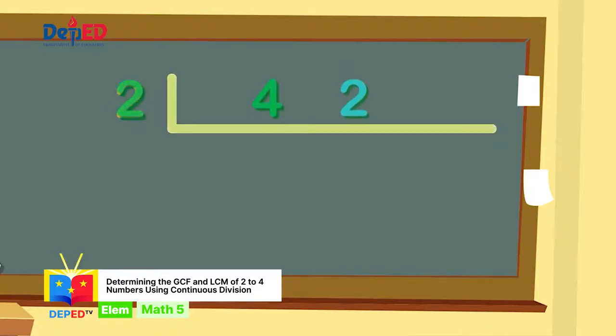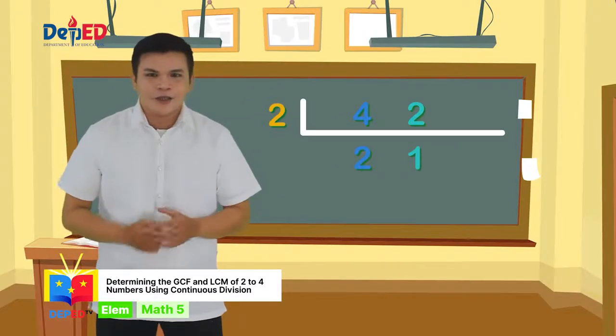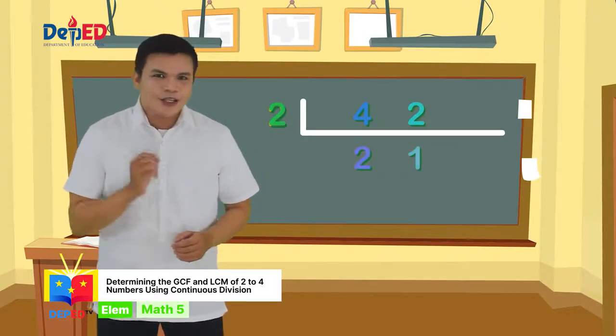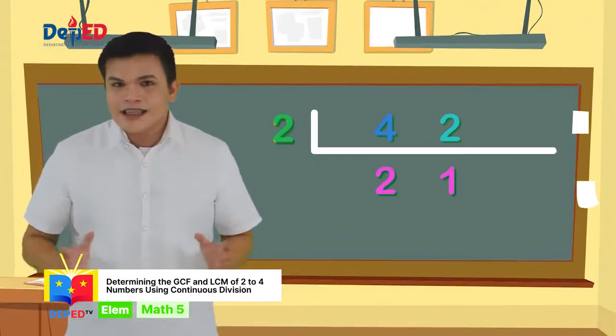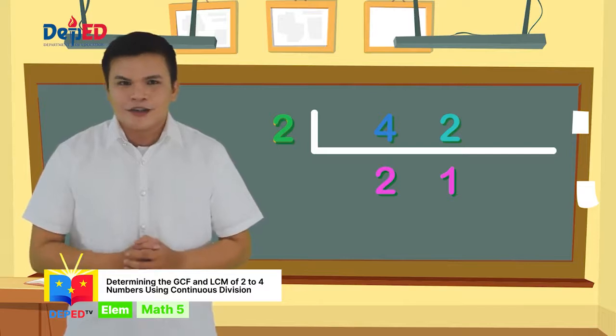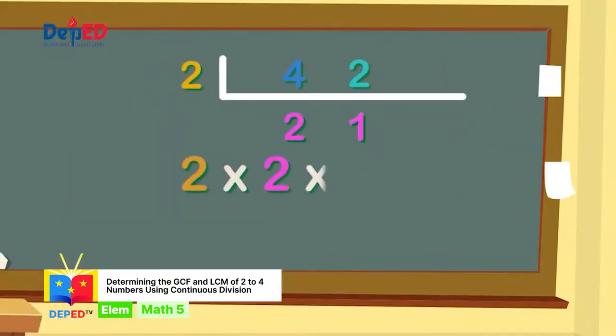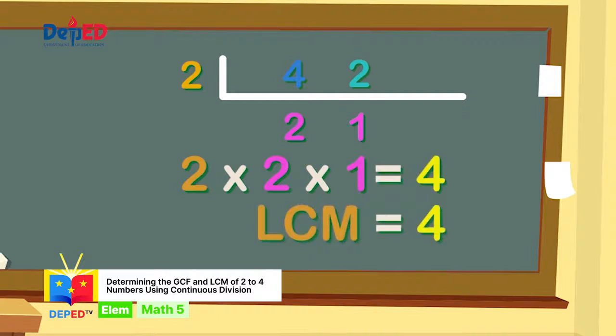4 divided by 2 is 2, and 2 divided by 2 is 1. After dividing 4 and 2 by their common divisor, which is 2, we get the quotients 2 and 1. Since these quotients have no common divisor, they will now become part of the factors to get the LCM. Thus, we have 2 times 2 times 1 is equal to 4. It means the LCM of 4 and 2 is 4.